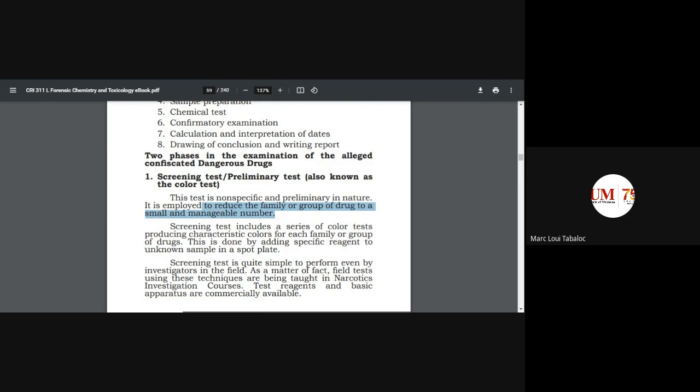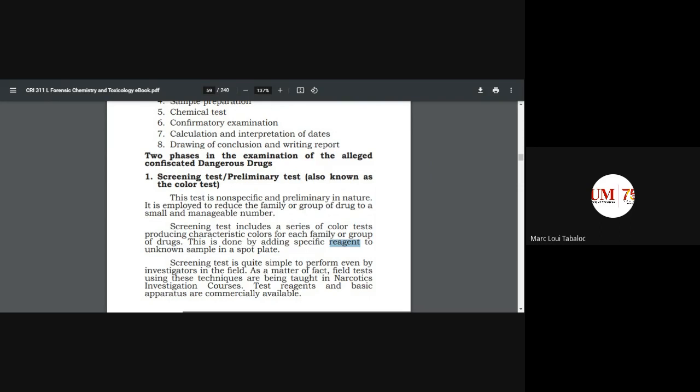So, meron yung tinatawag na screening tests. Okay? Still part of the first phase. Na kung saan series of color tests ang gagawin. And of course, kung color test, meron talagang color characteristics for each family or group ng drugs. So, anong ginagamit niya ng mga chemicals? We call them reagents. Okay? Itong mga reagents, of course, specific to sila. They will change into a color depende sa kung ano yung present na illegal drug component sa isang specimen.